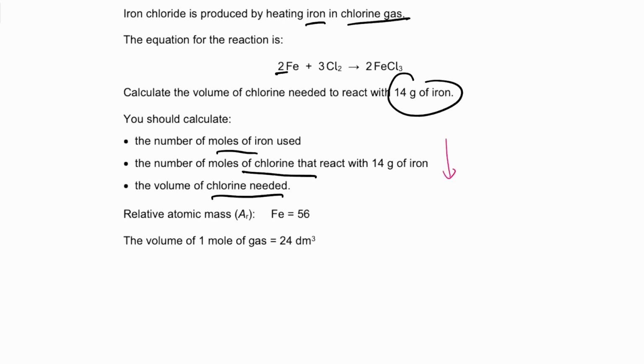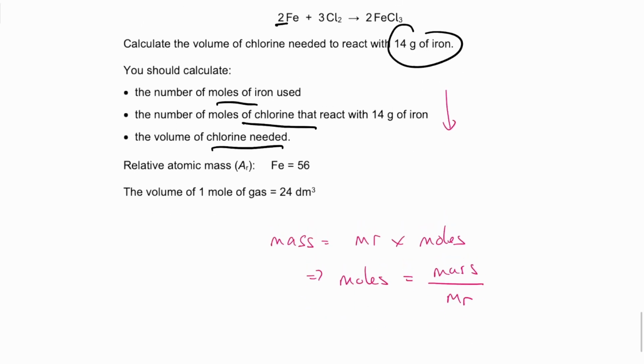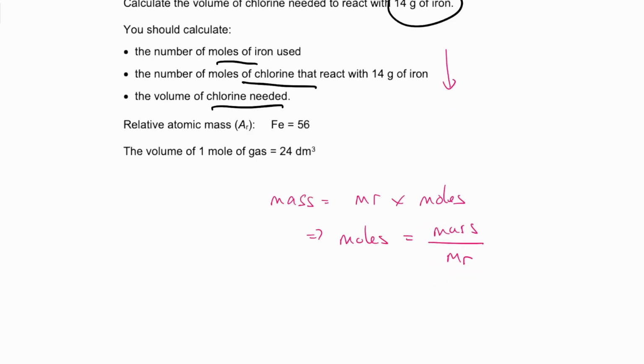First thing we want to do is calculate the number of moles of iron used. So we should know the formula. The mass is going to be equal to the MR multiplied by the number of moles. And therefore, if we rearrange this for the number of moles, we should get that it is equal to the mass divided by the MR. Okay, nice and simple. That's the first step given to us. So let's go ahead and do it.